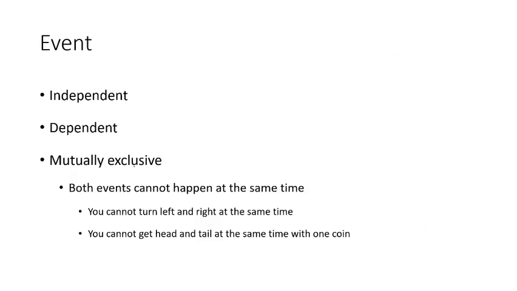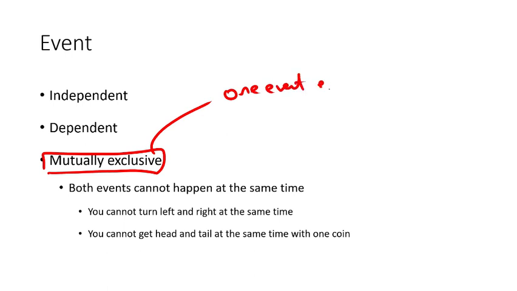And the last option is that we have the mutually exclusive events. The mutually exclusive event says that, from the name as you can see, one event excludes the other. Let me just add it here. Or in other words, in simple terms, you can say that both events cannot happen at the same time. Okay, this is called mutually exclusive event.